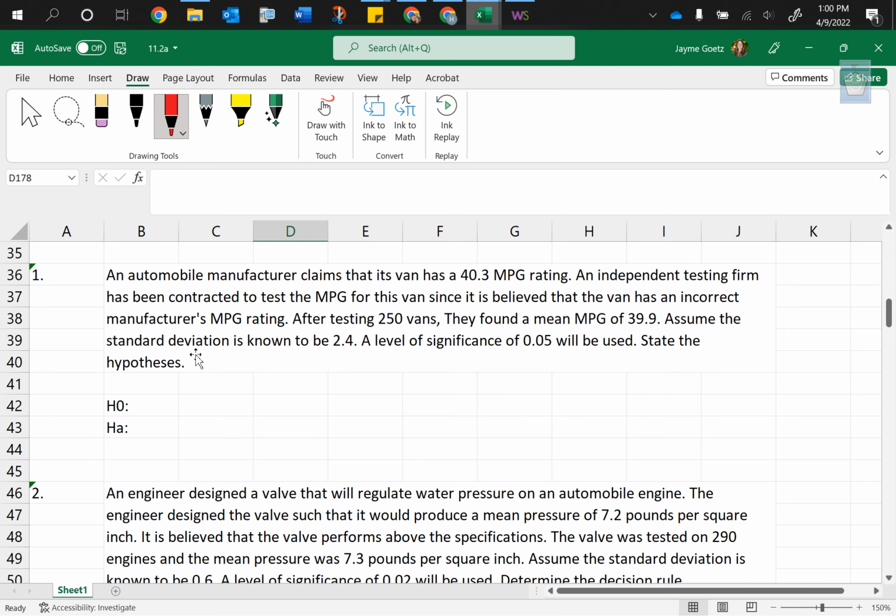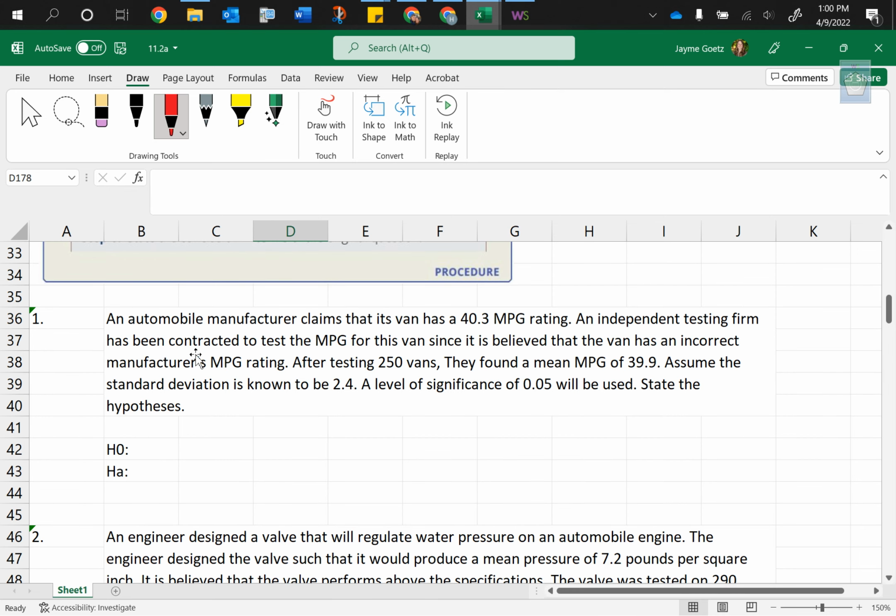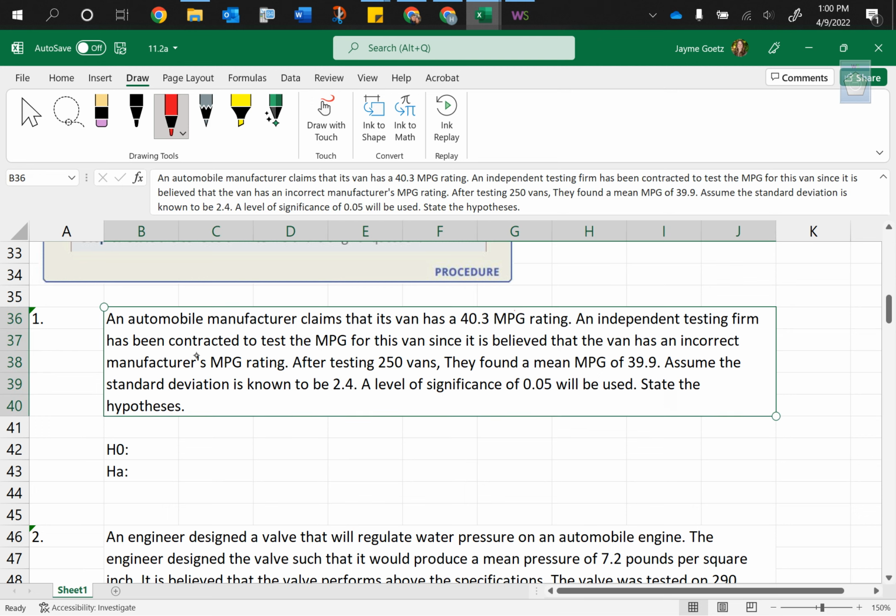State the hypotheses. So for this question, all they want us to do is state the null and alternative hypothesis, which is fine. But I also want to get some practice on identifying all the other information that they gave me in this problem. So let's look at it again. An automobile manufacturer claims that its van has a 40.3 miles per gallon rating. That's going to be our mu, okay?